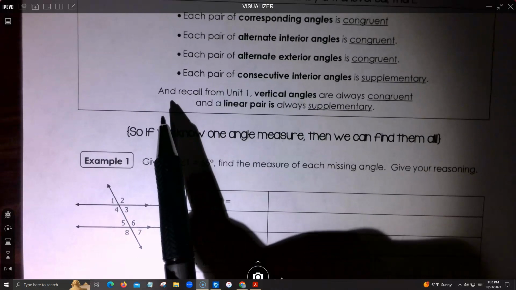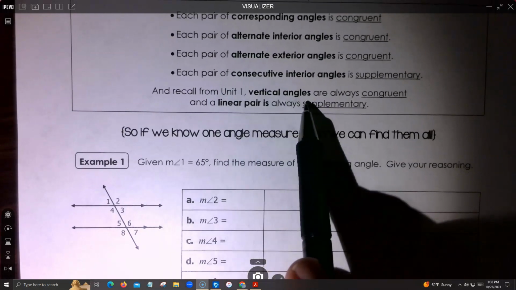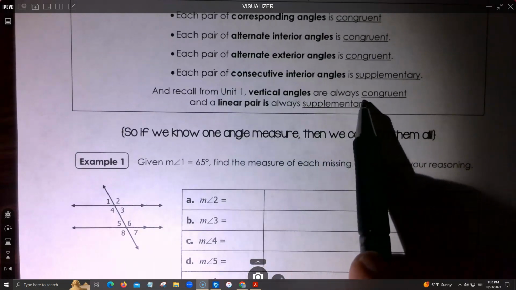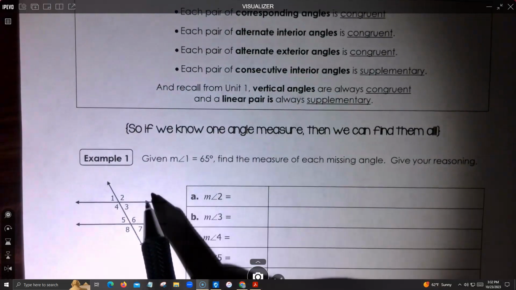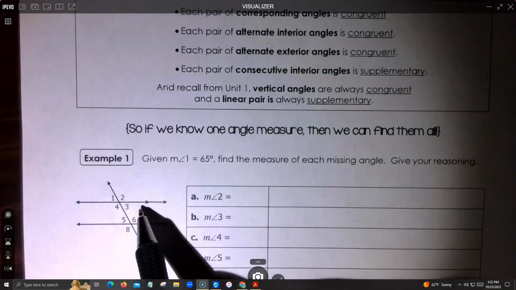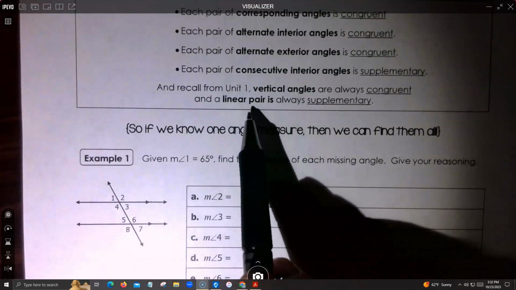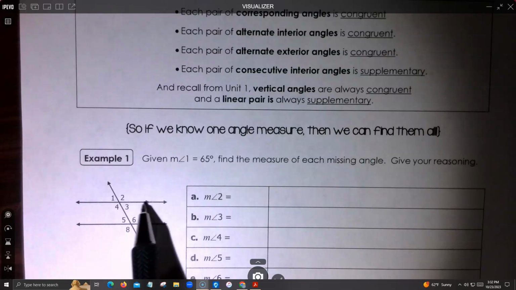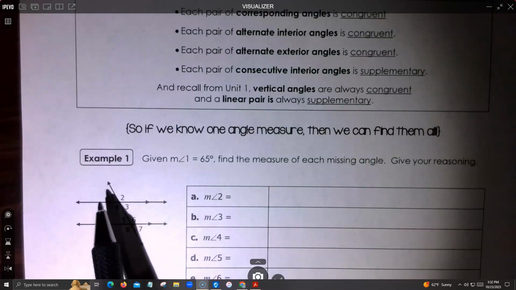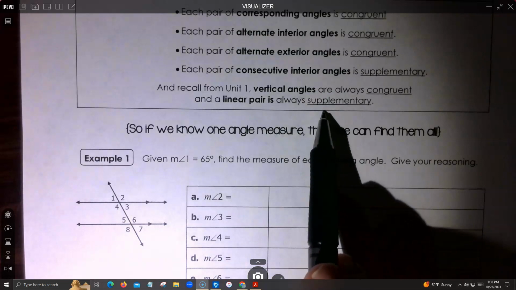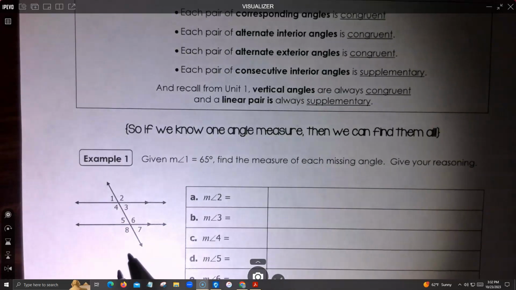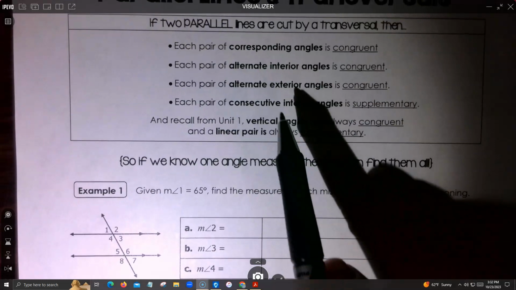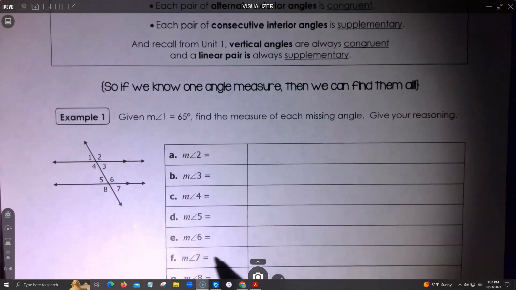And again, I just wrote down here, recall vertical angles from the last chapter being congruent. Vertical angles are the ones that are across from each other, like 2 and 4 and 1 and 3. A linear pair are the ones that are attached together, called adjacent angles, like 1 and 2. They form a straight line or a straight angle, which means the two angles add up to be 180 degrees, which is what I have right here. That linear pair is supplementary. So out of all of this information, we should be able to fill out all of this.